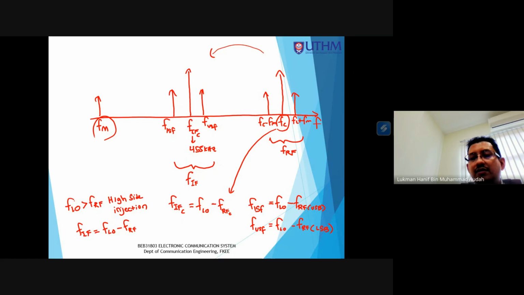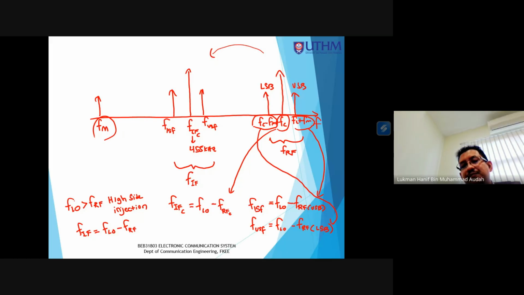Okay. What is USB and LSB? So the USB is this one. Okay, this one. And then for the lower sideband, this is USB, this is LSB. So this is actually referring to this part.